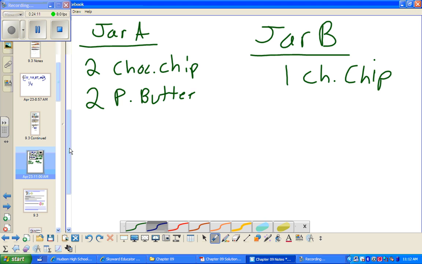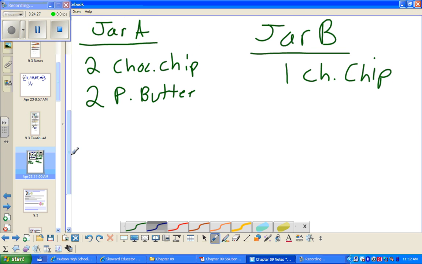This next example that I want to go through is going to describe a situation where you've got unequally likely outcomes. Everything's not equally likely. And what I'll do for this is set up a nice tree diagram that has probabilities on it to help show how you can figure out the probabilities. Here's the situation. You've got 2 cookie jars. One cookie jar has 2 chocolate chip cookies and 2 peanut butter cookies. The other cookie jar has 1 chocolate chip cookie in it.